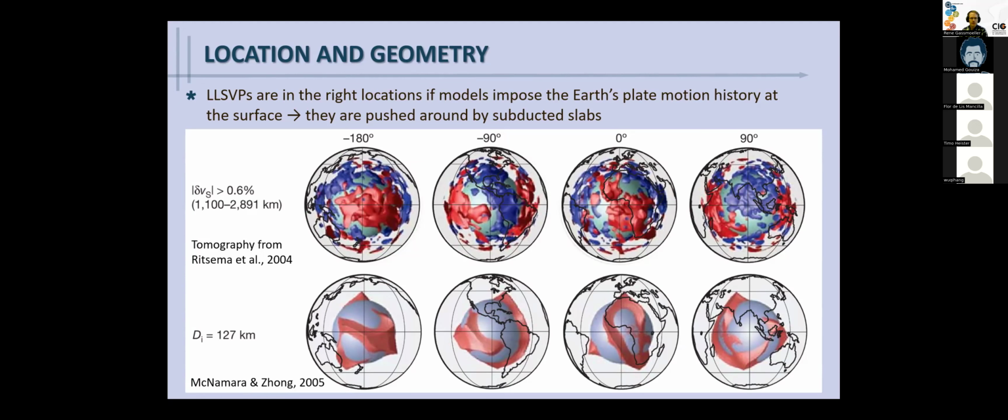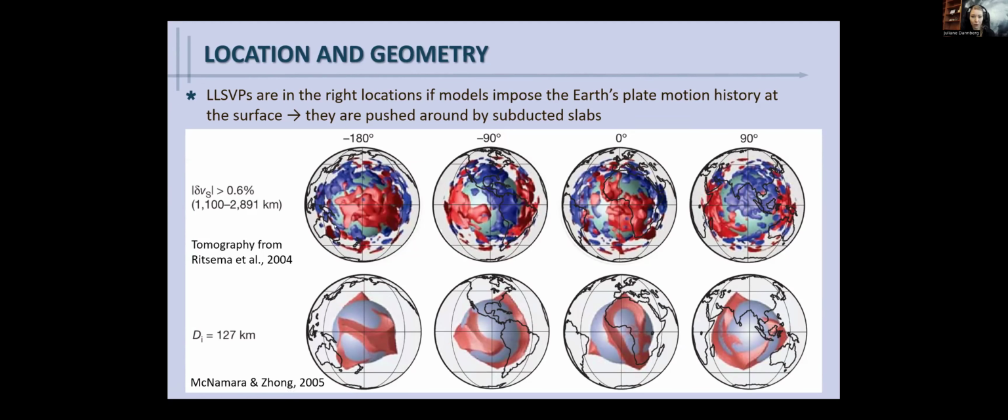This is the first paper that showed this, where in the top row we see a seismic tomography model, and the red colors show the slow velocities, so the LLSVPs. The bottom row is from the geodynamic model of that study by McNamara and Zhang. The red colors show the hot and dense material at the core mantle boundary, and we see that those are in roughly the same places. And it's sort of a contradiction.